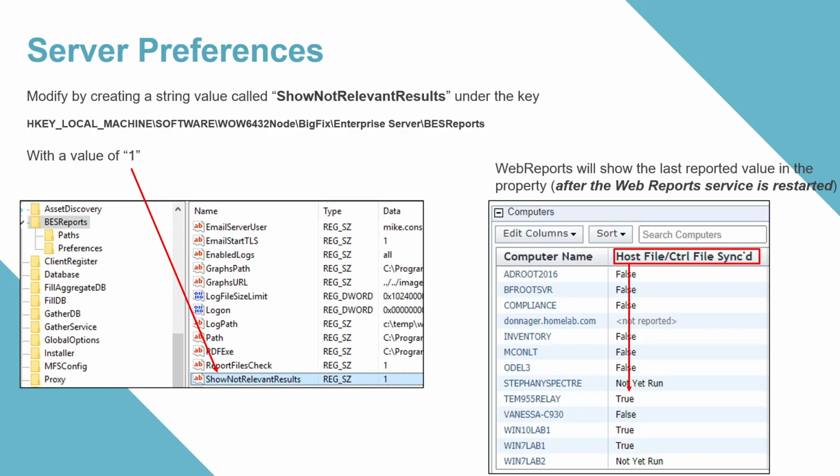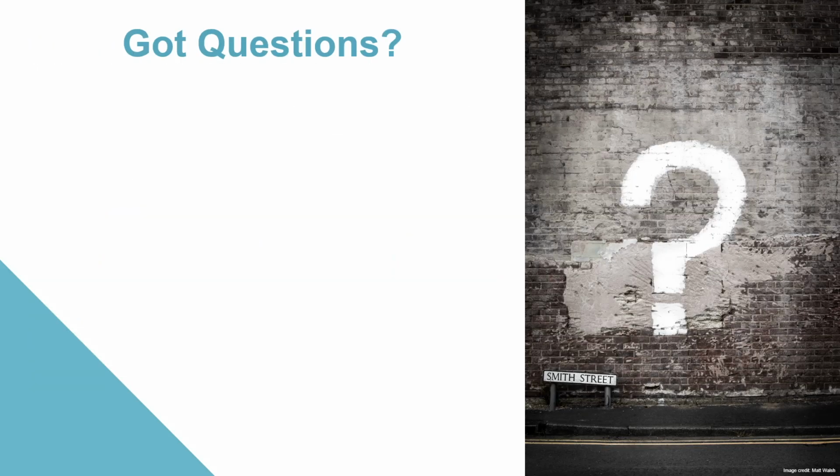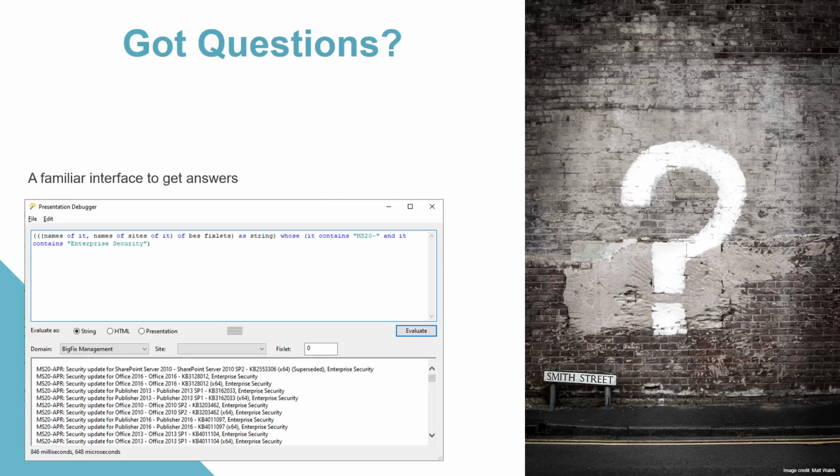After making the change and restarting the web report server, the property in the report will show the same value as it does in the console. Web Reports is a great tool for displaying data and predefined properties being collected from BES clients. But what if you need more?